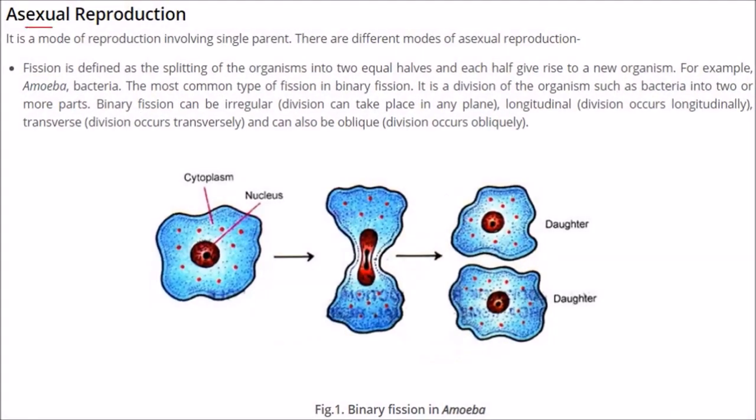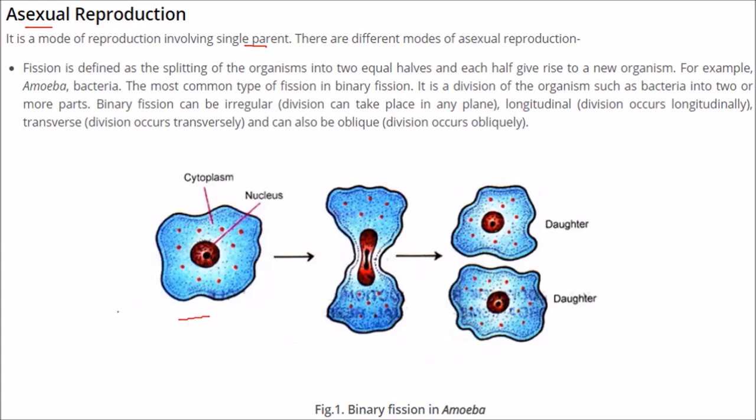Asexual reproduction. In this mode of reproduction, only one parent is required. So there are different modes of asexual reproduction. Fission. Fission is defined as the splitting of an organism into two halves.